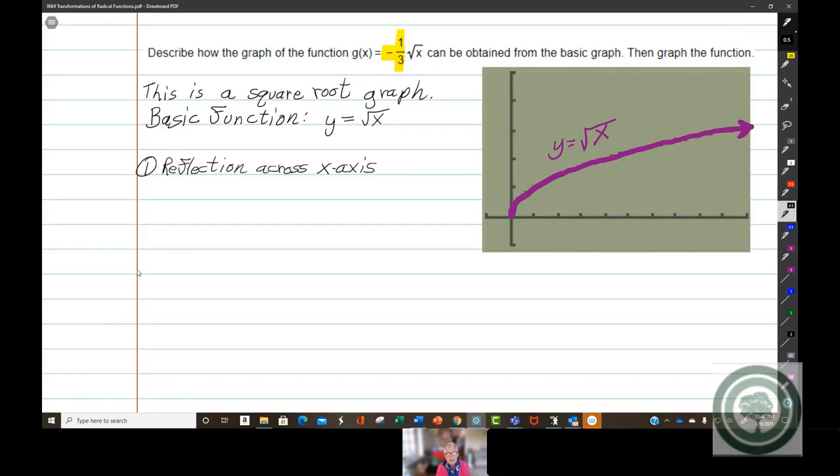You might want to know, well, why does it do that? Is it magic? The answer is no. The negative sign is like negative one. And the negative one multiplies every y coordinate in this graph. Not the x coordinates, just the y coordinates. The y coordinates of all the points.